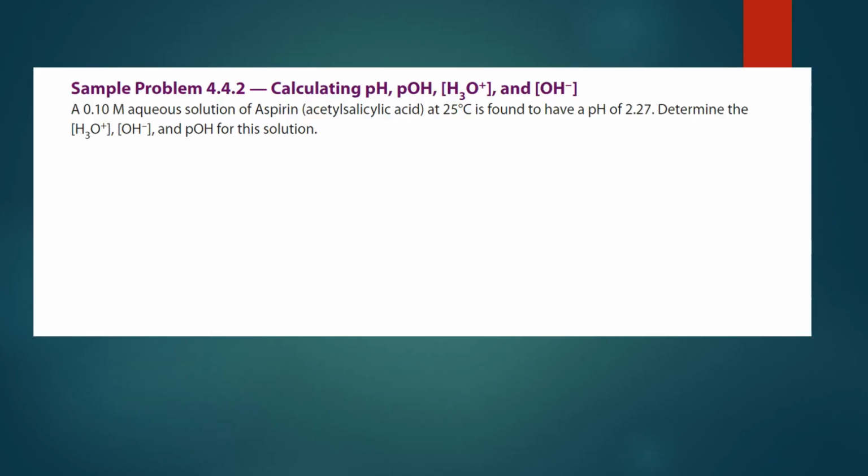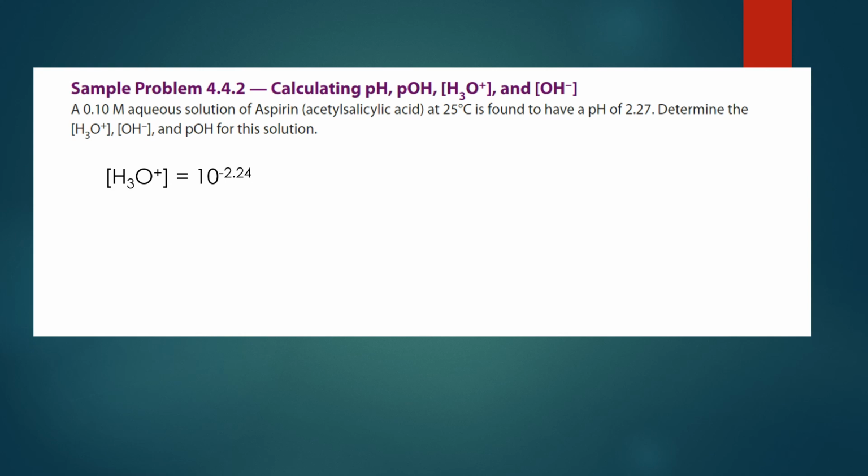Last problem here. We've got a 0.1 molar aqueous solution of aspirin. This is a weak acid, acetylsalicylic acid, and it was found to have a pH of 2.27. If you're on the ball, you might have noticed that if this was a strong acid, it would have a pH of 1 because we'd have a concentration of hydronium of 0.10 if it dissociated 100%. Well, this one's found to have a pH of 2.27. So we want to determine the concentration of hydronium, hydroxide, and the pOH for this solution.